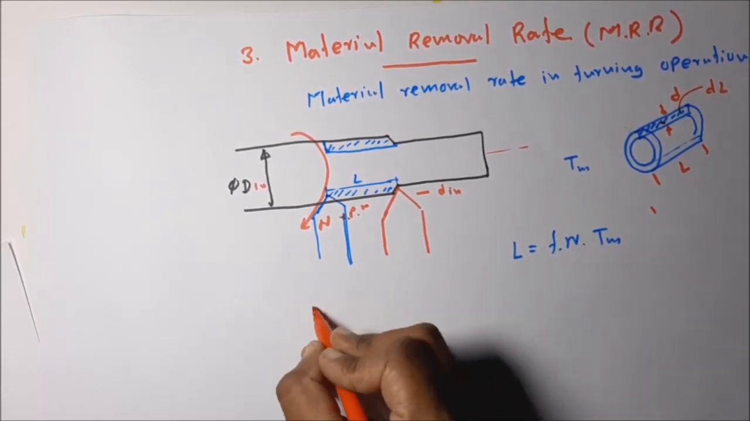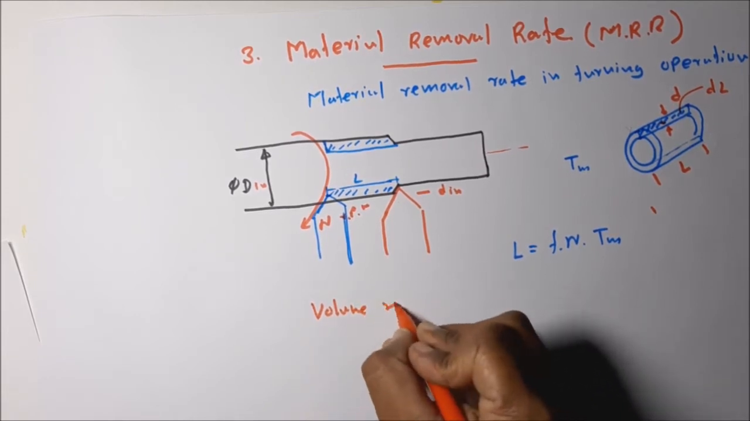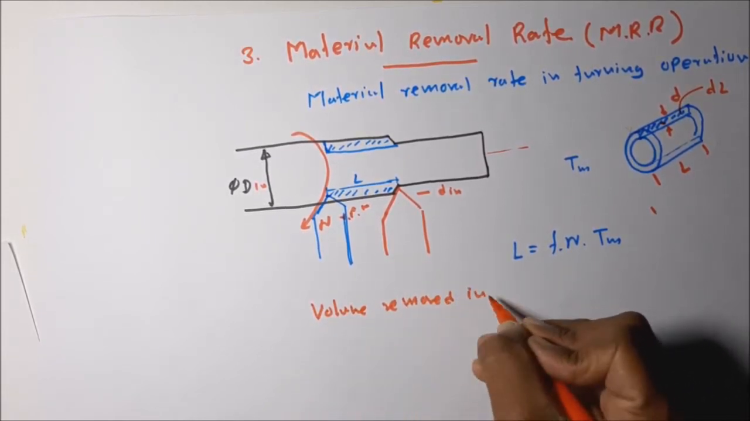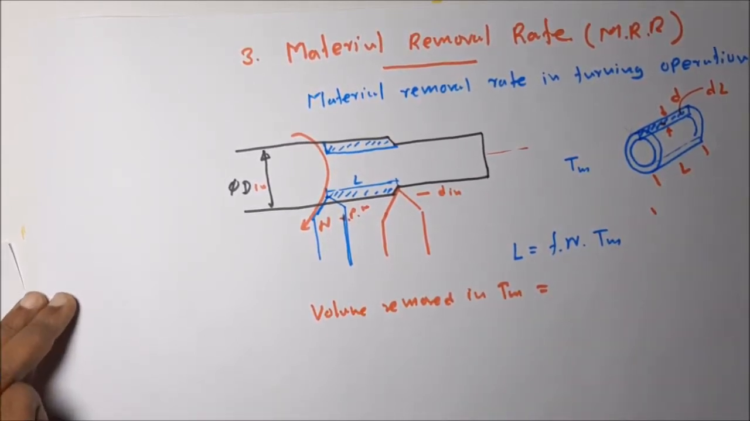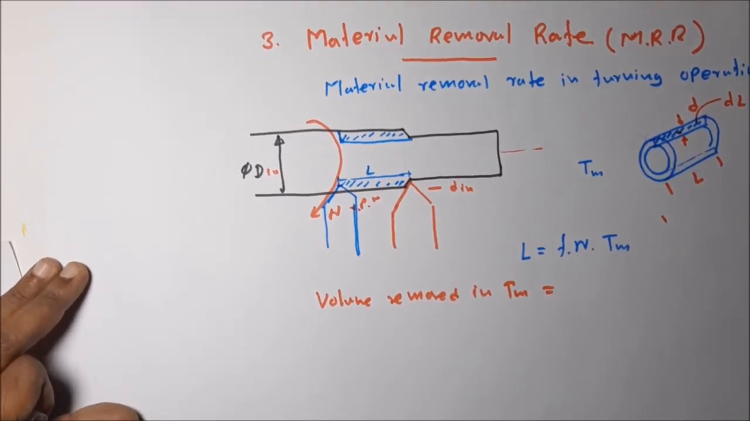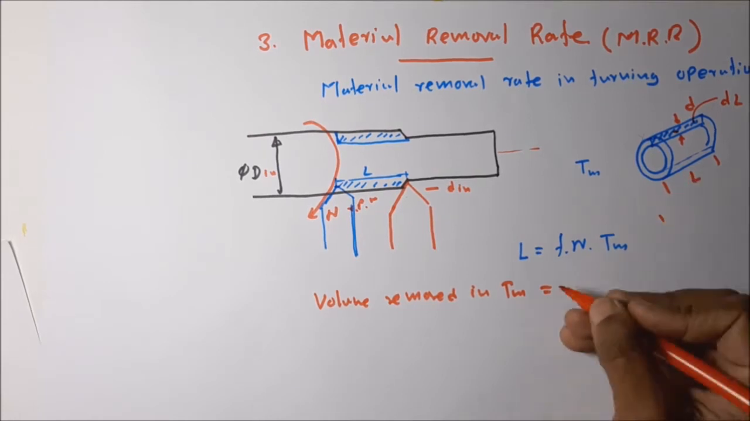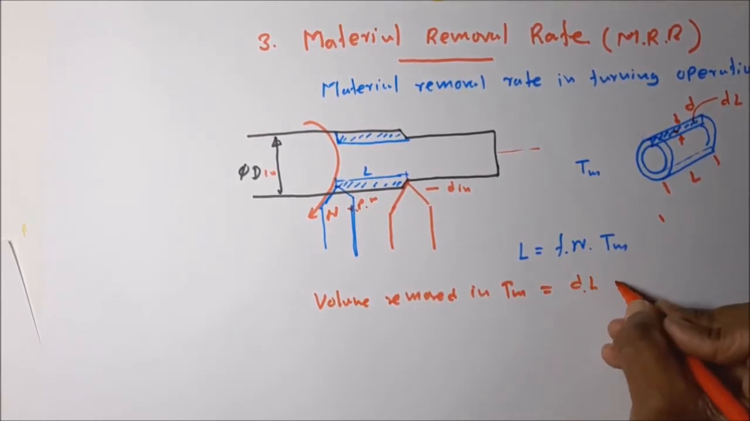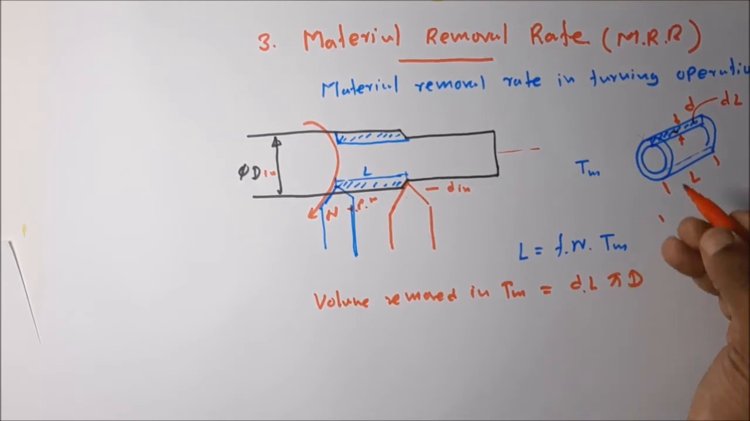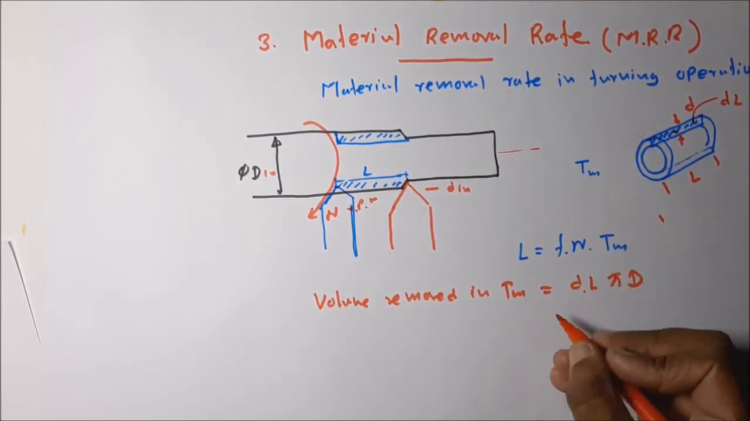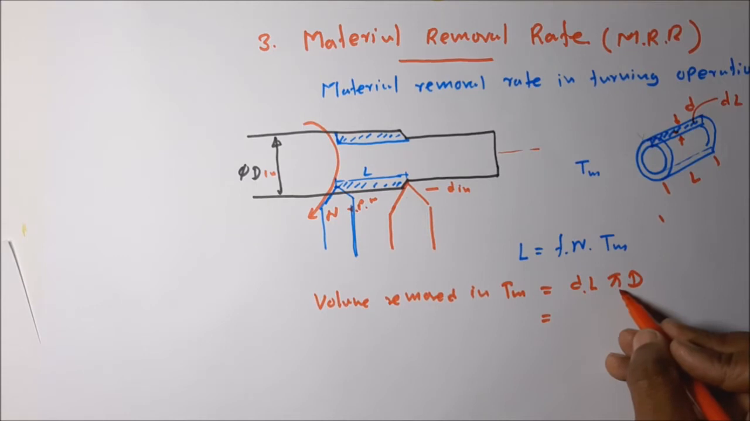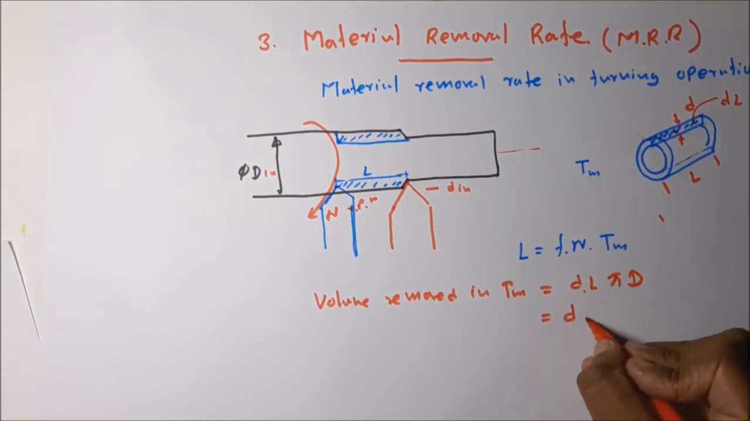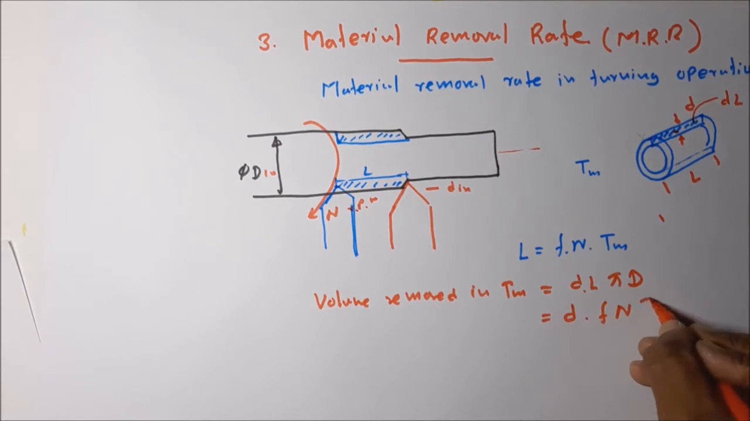Total volume removed in the machine time TM is equal to D L into 5D, which is the total volume removed. So then I'm going to substitute these values: depth of cut D, L machining length, and TM.